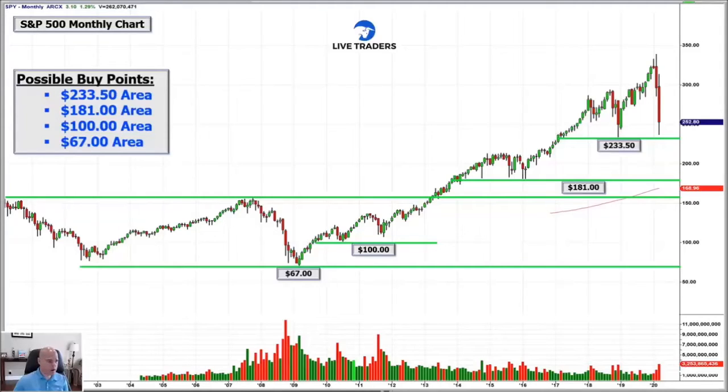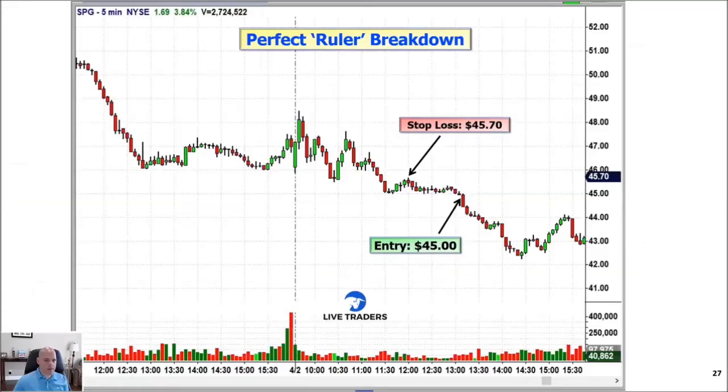Okay? One other comment before I go. This is off topic. This is a perfect ruler breakdown, guys, on SPG about a week ago. I'm commenting because some of you guys are like, I can never find these things. This was given to me right after my lecture. I've gotten a few emails like, Jared, I can't find those perfect breakdowns you're talking about. Well, I showed you examples during that lecture, and right after that lecture, somebody sent this to me. It's beautiful. $45 is your entry, $45.70 is your stop, and it went $3. It's a perfect ruler breakdown.